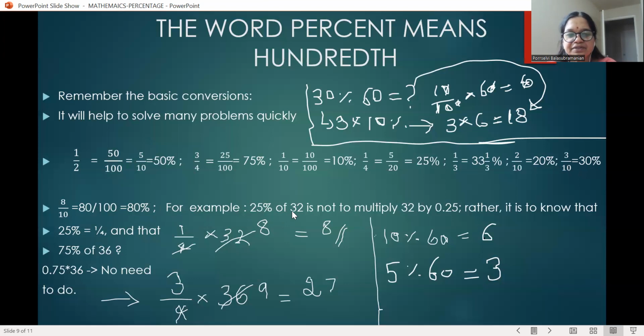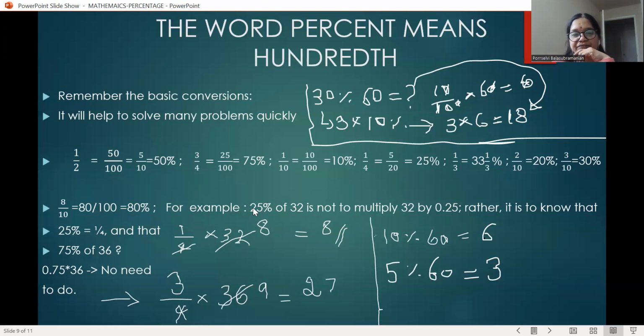The example, 25 percentage of 32, is not to multiply 32 by 0.25. Rather, it's to know that 25 percentage means 1 by 4. So the question is 25 percentage of 32. The 25 percentage is in the percentage form, so you no need to convert into decimal value and then multiply with 32. Instead of that, you can directly calculate 25 percentage means 1 by 4, right? So 1 by 4 multiplied by 32, you will get the number 8.